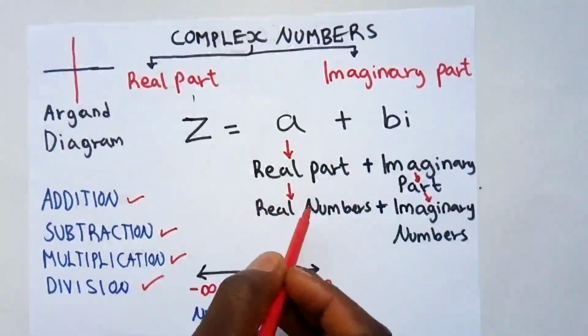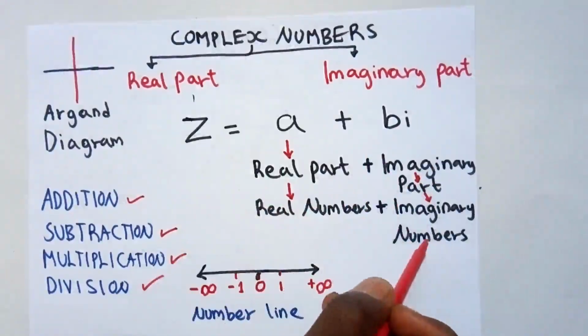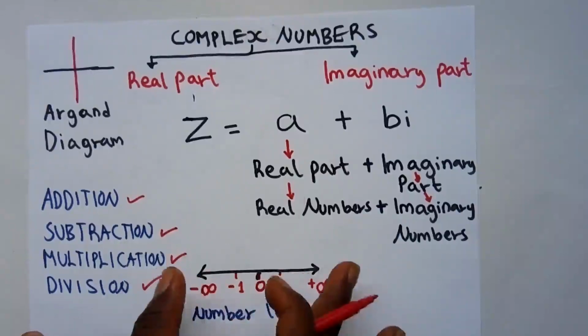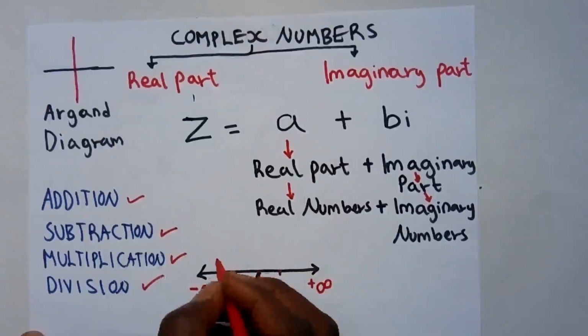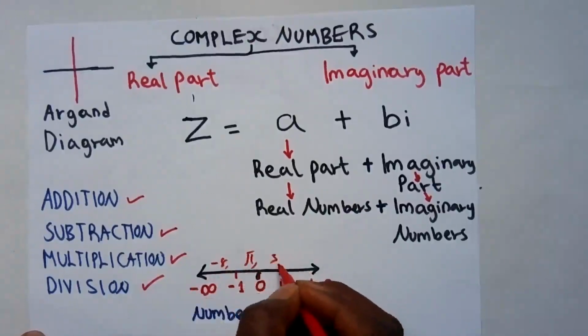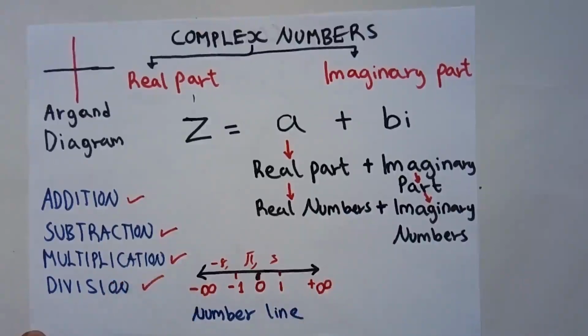The real part of the complex number consists of real numbers, and the imaginary part of the complex number consists of imaginary numbers. What are real numbers? Any number that can be found within the number line is a real number. This is the number line. From negative infinity to positive infinity, any number which can be found within this range is a real number. Example, minus 8 is a real number. Pi is a real number, 3 is a real number, and so on. Therefore, any number within this range is a real number.